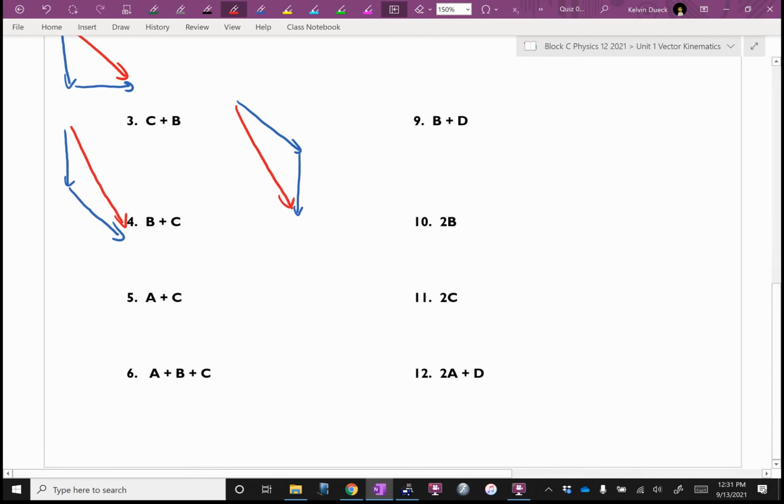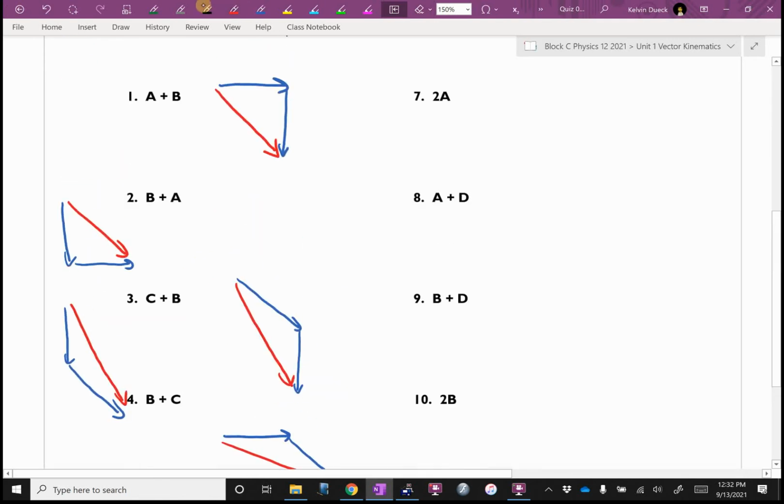A plus C. I said, okay, tip to tail, Mr. Duick yelled. Said, there. I guess the resultant is going to be not as steep as the previous 2, but still slanty down. That's number 5 right there. If I was clever, I would do something like that.